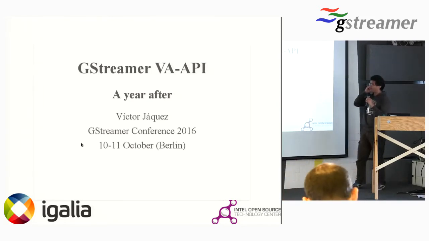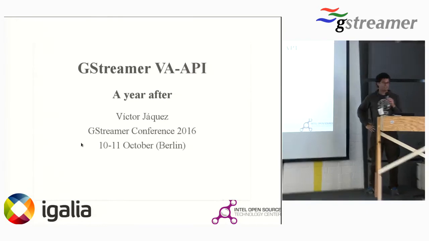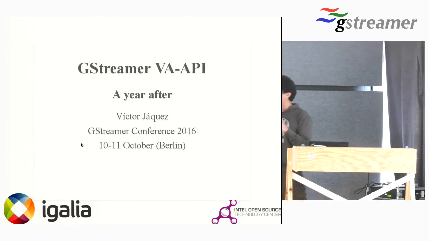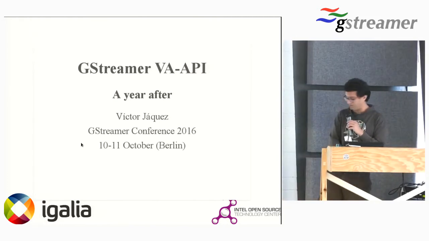I'm going to talk to you about GStreamer VA-API. One year later, what's been happening, what is, what's going on, and what's next. I work for this company, Igalia, which is a software developer cooperative, helping Intel in the Open Source Technology Center.